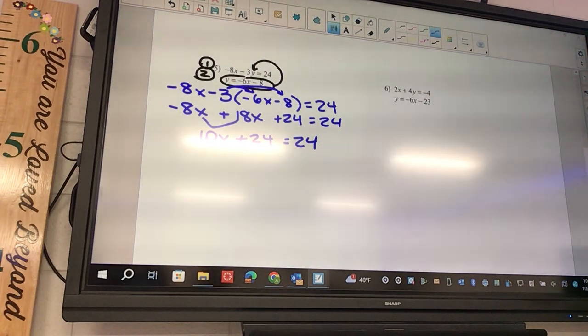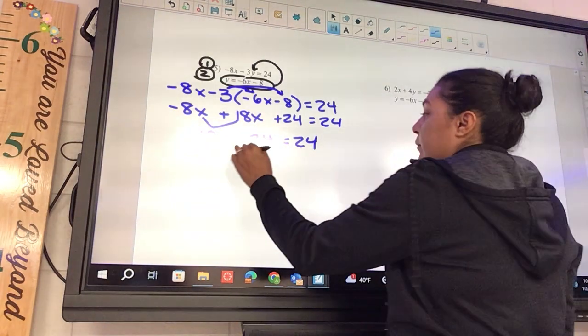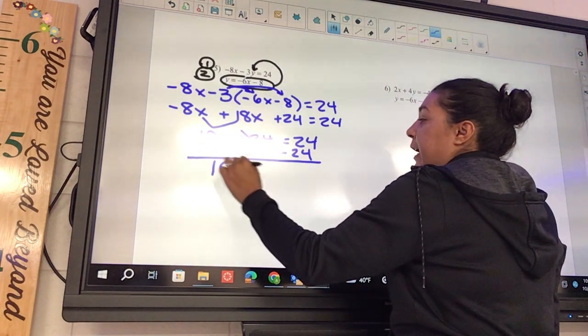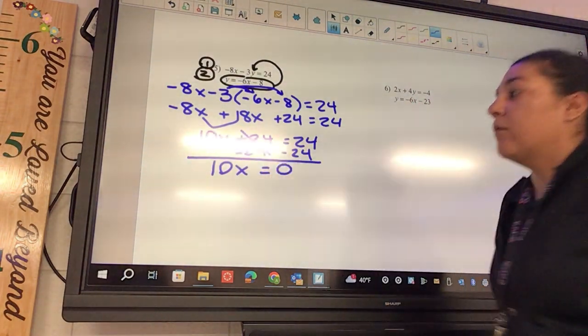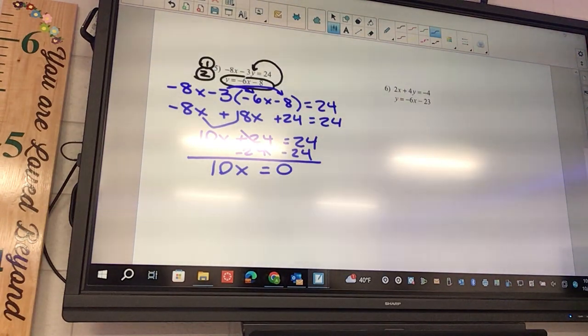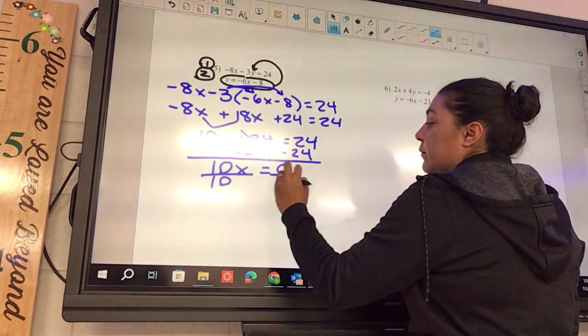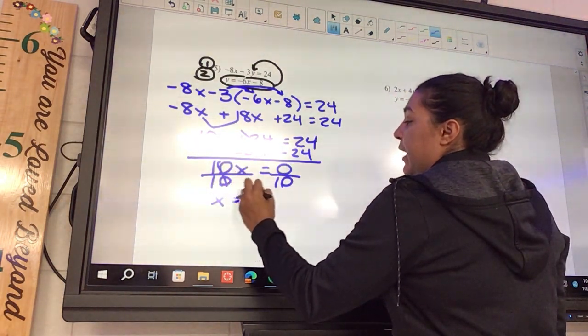Okay, and notice again, it looks just like on the front. Who's the third wheel? 24. The 24, so we're going to say minus 24 from both sides. So we're going to get 10x equals 0. And then what? Divide by 10. So we get x equals 0.